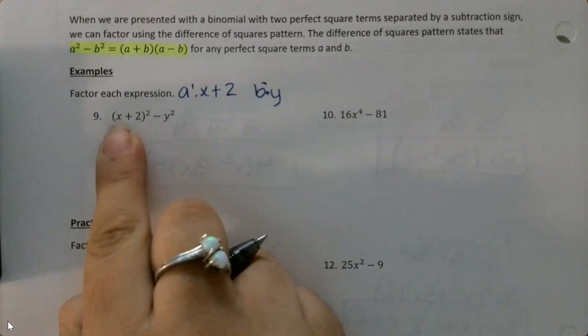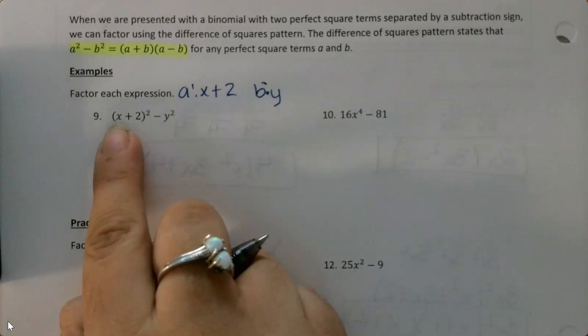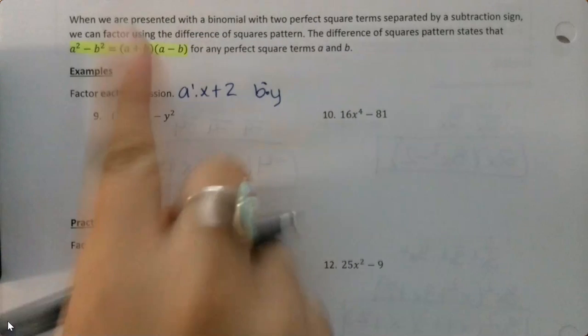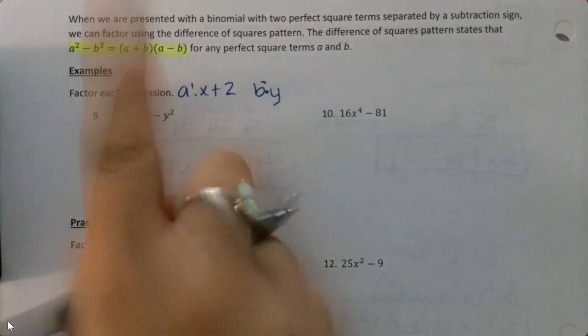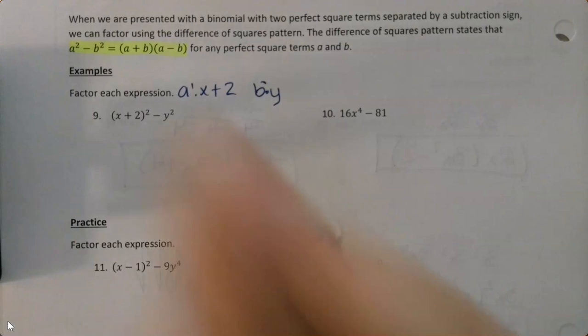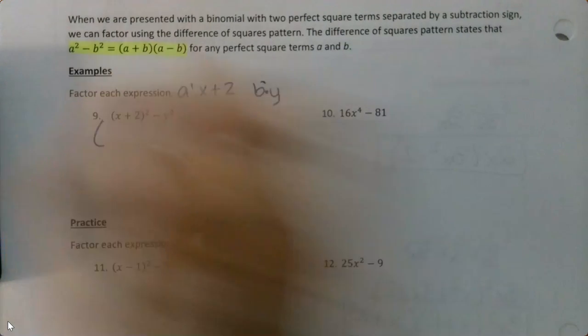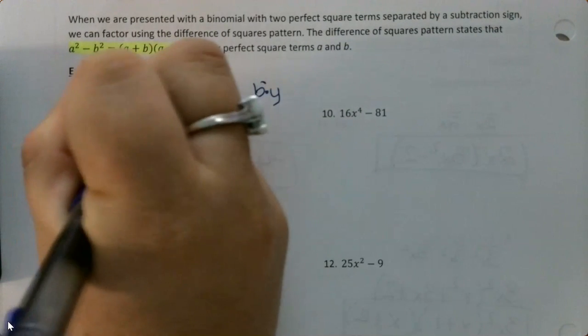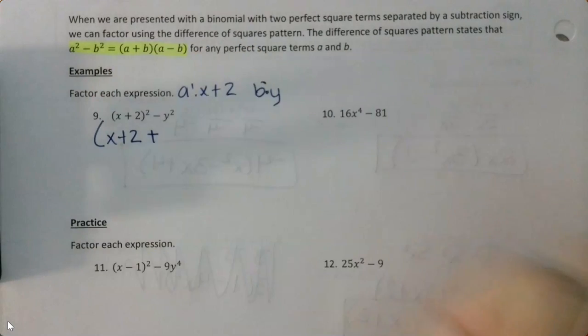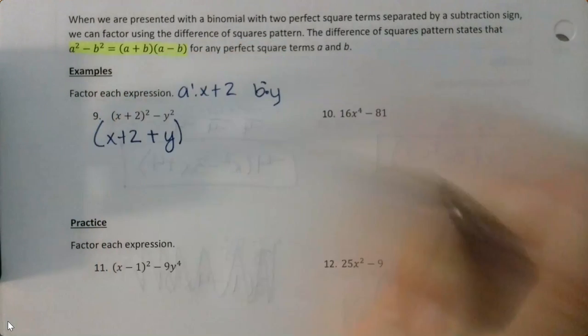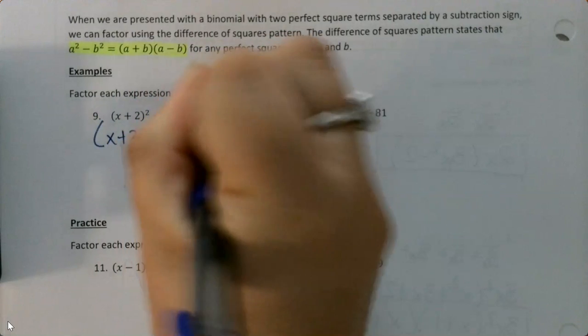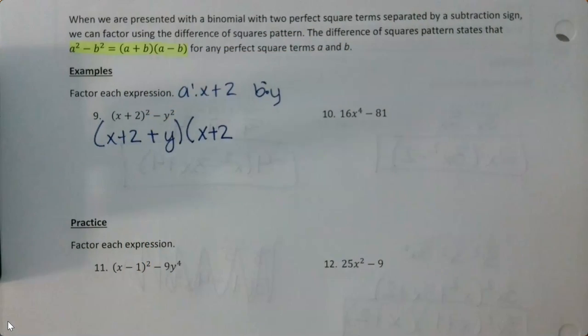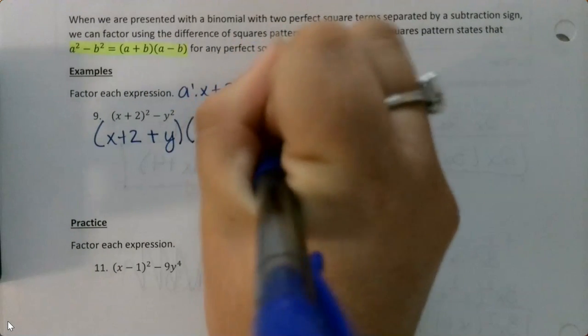Because that's the first term being squared. So then when I go to separate it using the difference of squares pattern, my a value I'm going to plug in is x plus 2. My first one is adding my b value, so plus y. And then my second one is x plus 2 still, because that's still my a value. And then it subtracts the b value, so minus y.